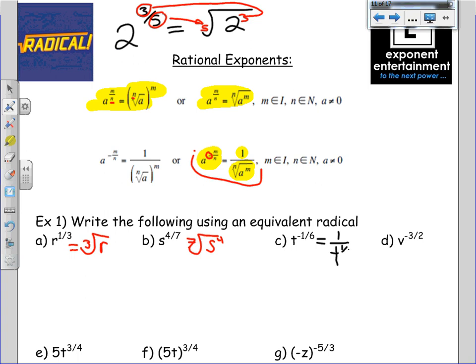So just get rid of the negative. It becomes 1 over t to the power 1/6. The negative is now dealt with because we've moved it to the bottom. And now how do we solve that rational exponent on the bottom?